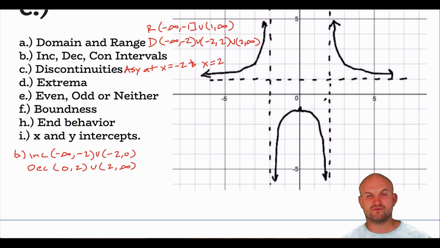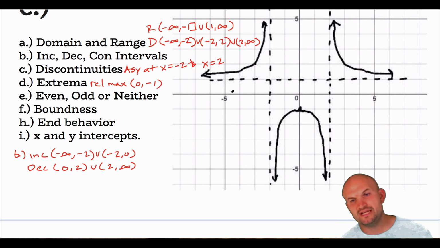Points to the left and to the right are going to be below it, but it's not an absolute maximum because as this graph expands, you can see that it keeps on going up. So we have a relative max, also known as a local max, and that relative max is going to occur at (0, -1).